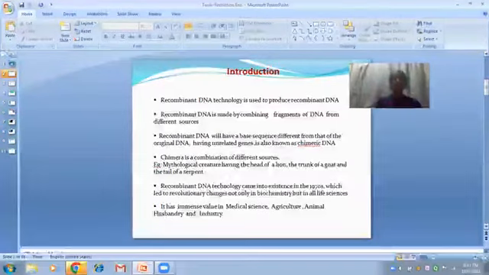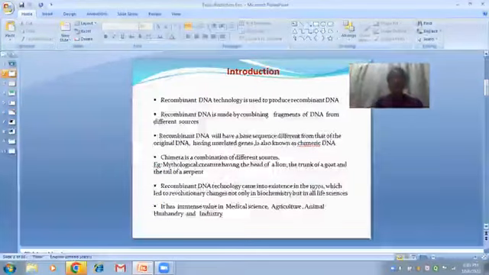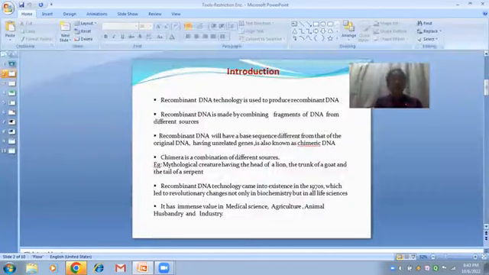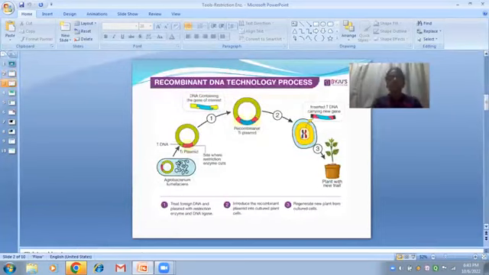Such technology is known as recombinant DNA technology because it occurs at the DNA level. Its main purpose is that it is very useful in medical sciences, agriculture, animal husbandry, and even in industry, for the production of new materials, new species of plants, animals, and microorganisms. So first, the introduction: what is recombinant DNA technology? Recombinant DNA technology means recombination of DNA from different sources.